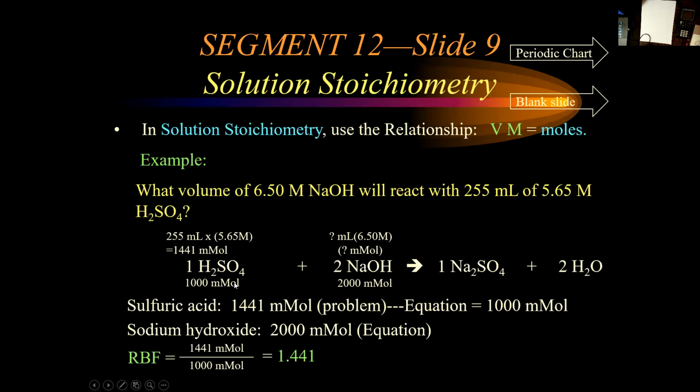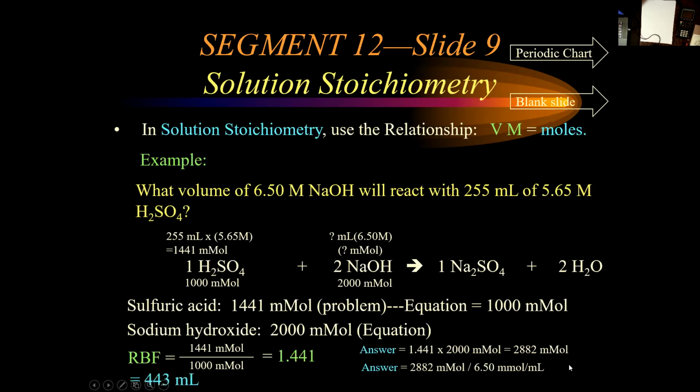Now, what did we do with it? We multiplied by the number that was under the question mark on my problem. So I multiply that by 2,000, and I get 2882 millimoles. So there's 6.50 millimoles in 1 milliliter. So that's 443 milliliters when I multiply these out together and then go to milliliters.